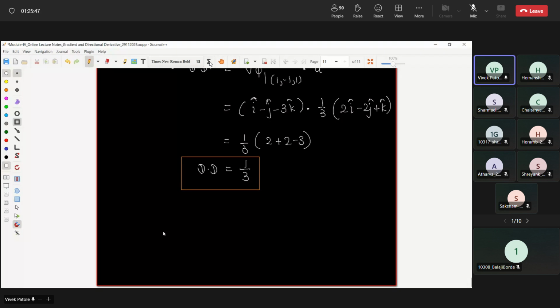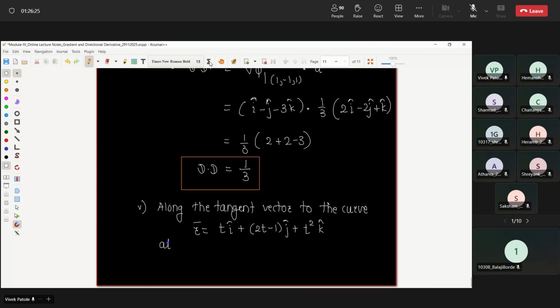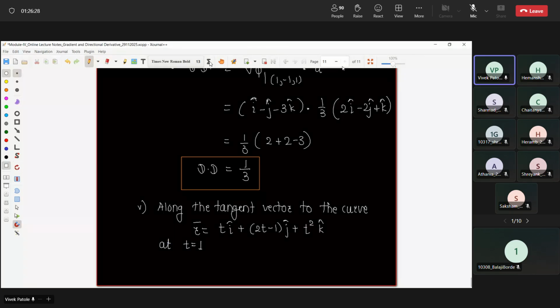And finally, the last case, fifth case, along the tangent vector to the curve r bar is equal to t i cap plus 2t minus 1 j cap plus t square k cap, at t equal to 1.